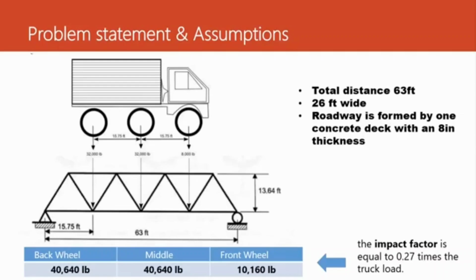Also, there are different loadings of the truck with different wheels. For example, the back wheel has a load of 40,640 pounds, the middle has 40,640 pounds, and the front wheel has 10,160 pounds. The impact factor chosen for these loadings is 0.27.